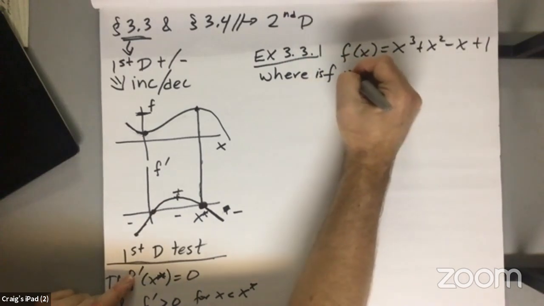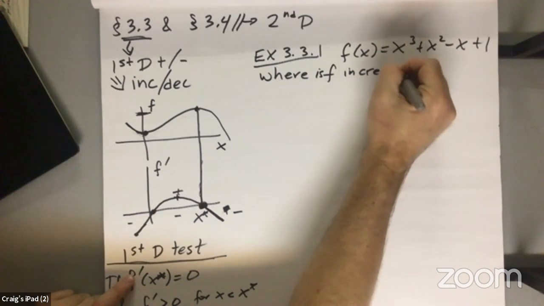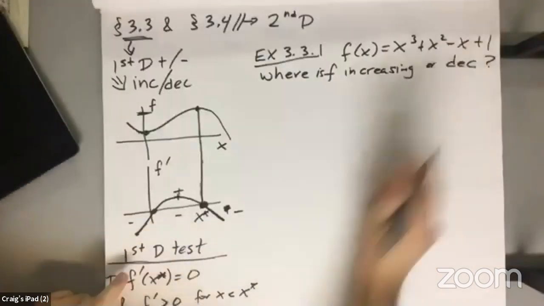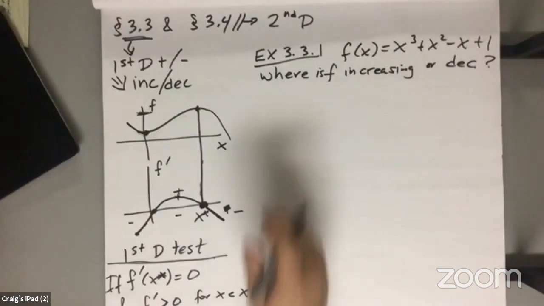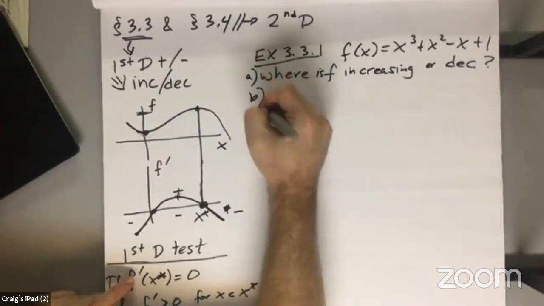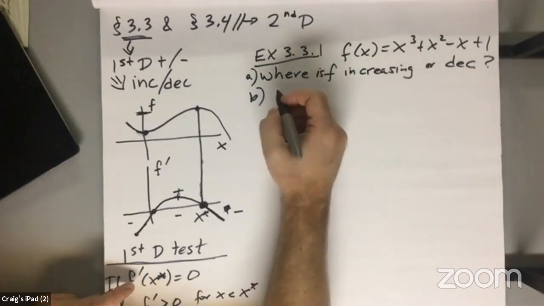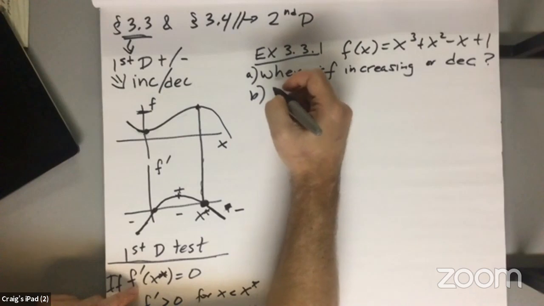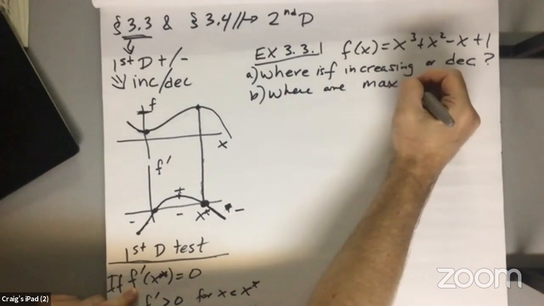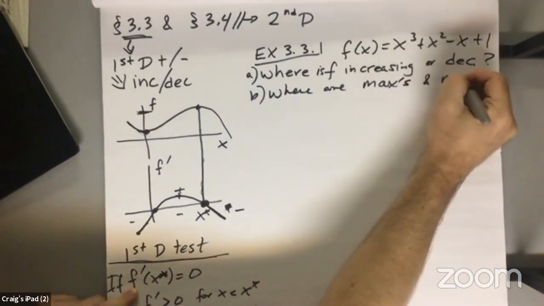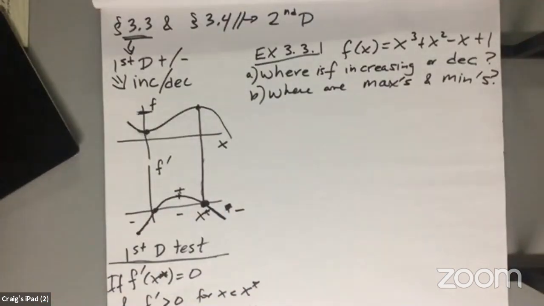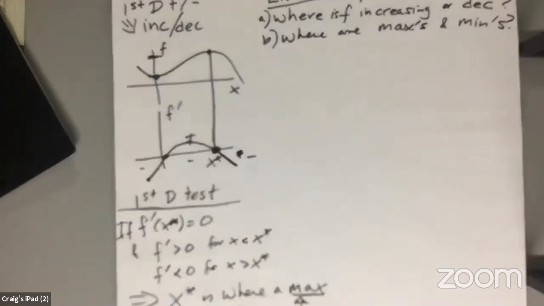So where is f increasing and or decreasing? Okay, and then when I know where it's increasing and where it's decreasing, I'll be able to find the second question. First question would be, where is it increasing and decreasing? Second, where are the maxes and mins? So this first part will tell me what the second part is. And that is basically what this first derivative test is.